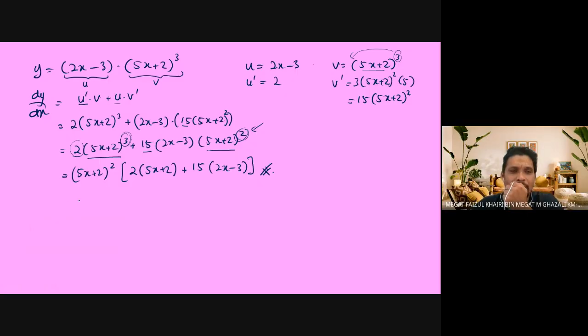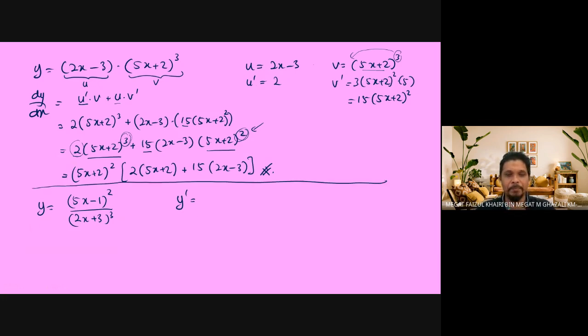What about this? y equals (5x minus 1) squared divided by (2x plus 3) cubed. So find dy/dx. Another 5 to 10 minutes. Test yourself with this question now. Okay.